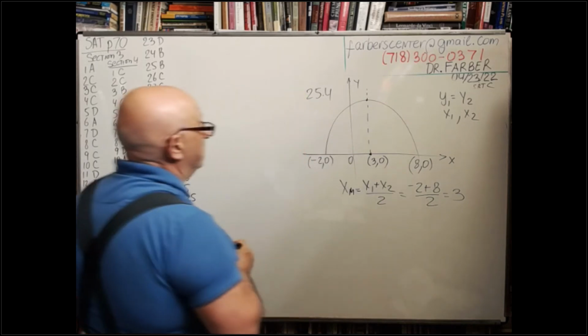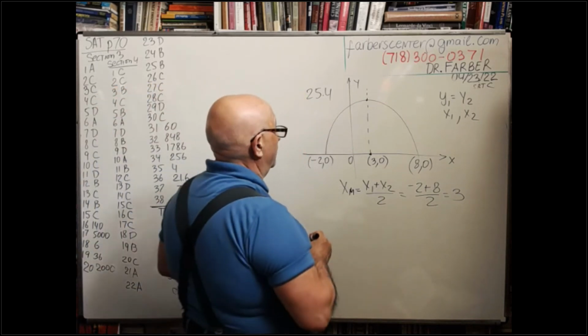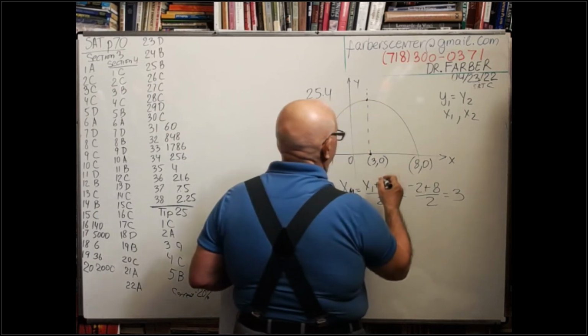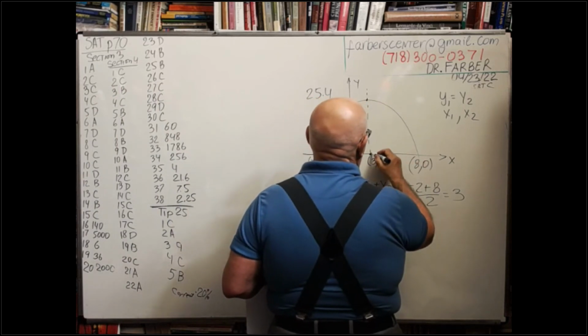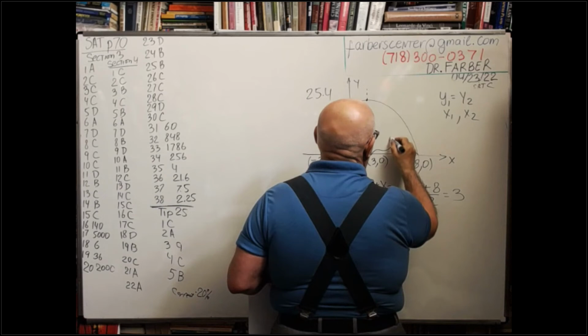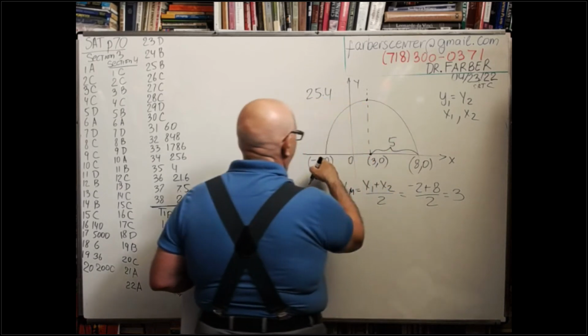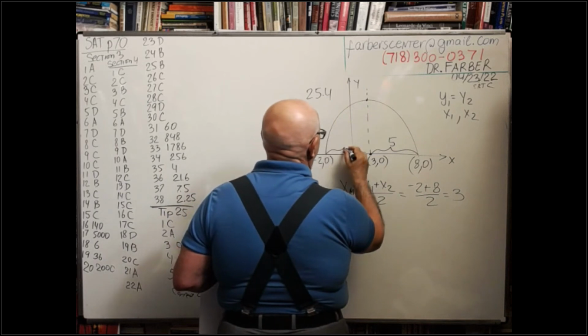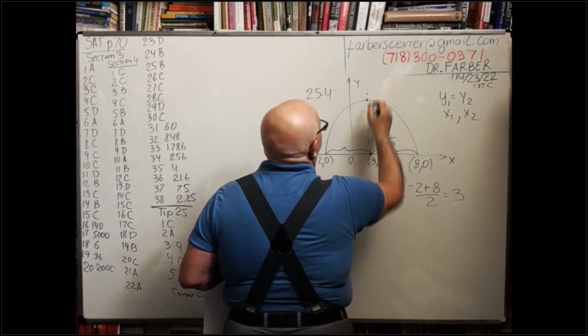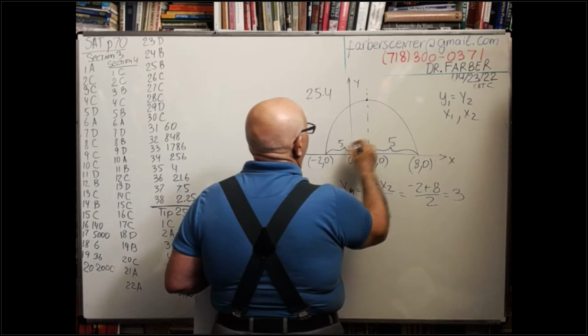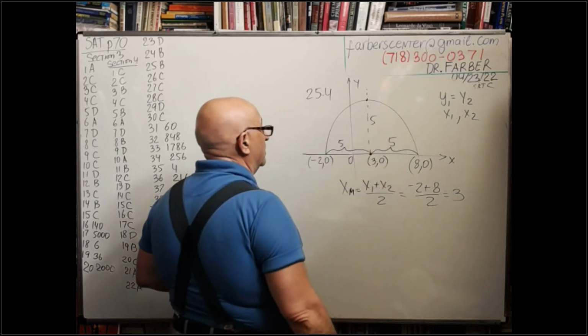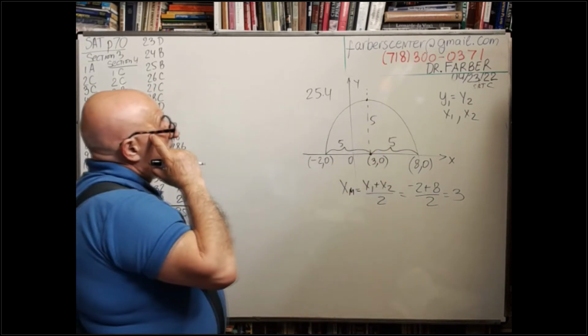Okay. And you can easily find the radius. The radius is 8 minus 3, which is 5. And 3 minus 5, you get -2. So all of them are 5. Now they give a solution set.